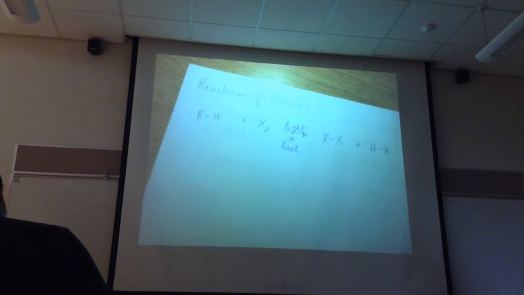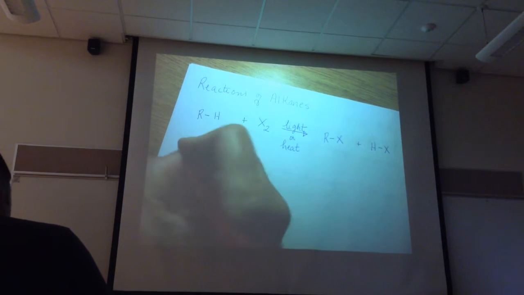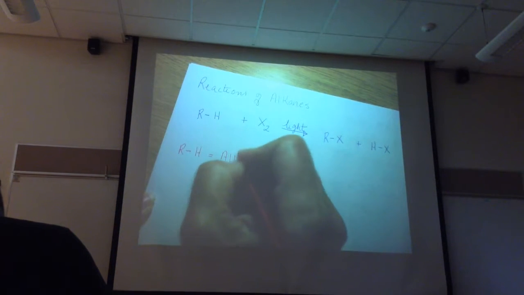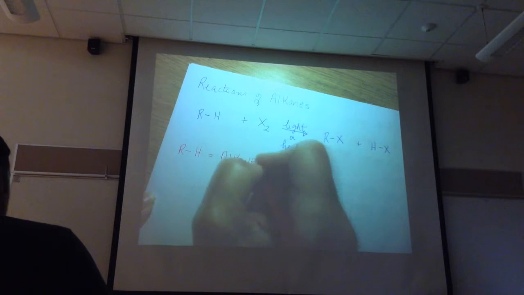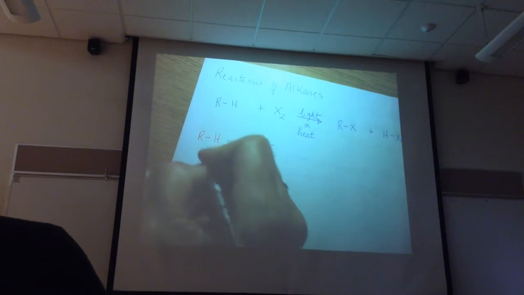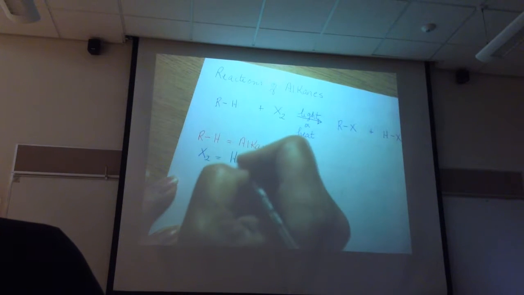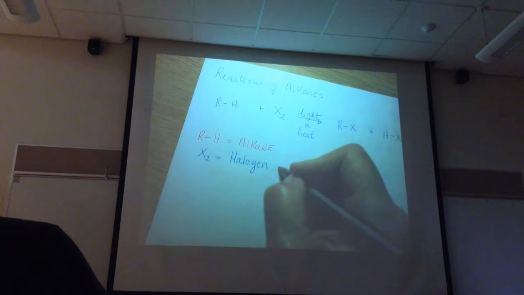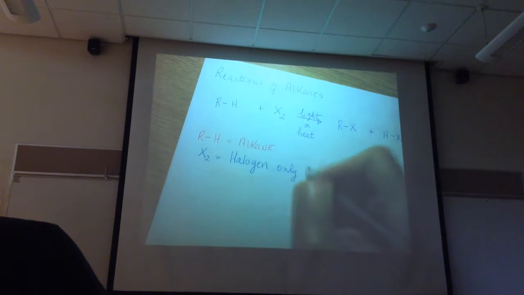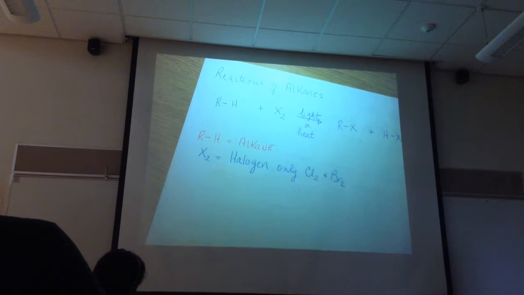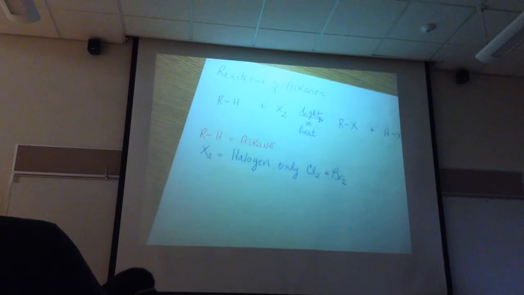All right, so this RH is going to represent a generic alkane. We'll start introducing it all. Your X2 is your halogen. Oh, but wait, there are limitations. Only chlorine and bromine react. Fluorine is explosive, iodine is too slow. We let it go, okay?